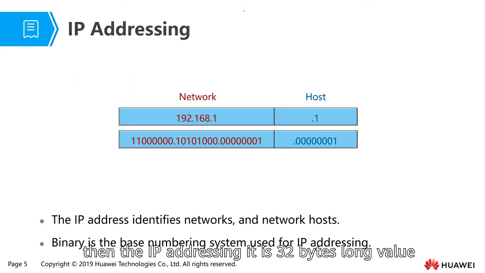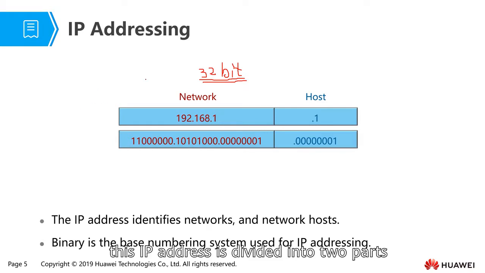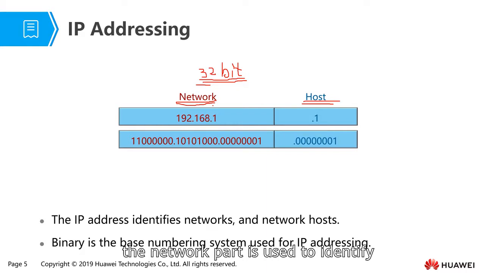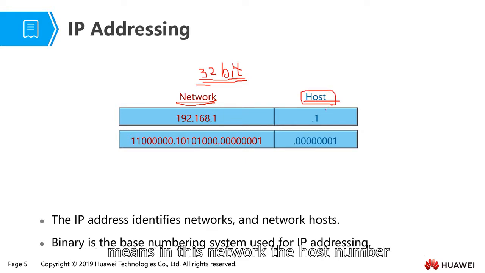And then the IP addressing. An IP address is a 32-bit binary value. This IP address is divided into two parts: the network part and the host part. The network part identifies the network in which this host exists, and the host part is the host number within this network.